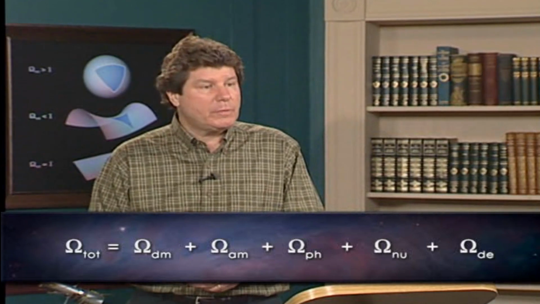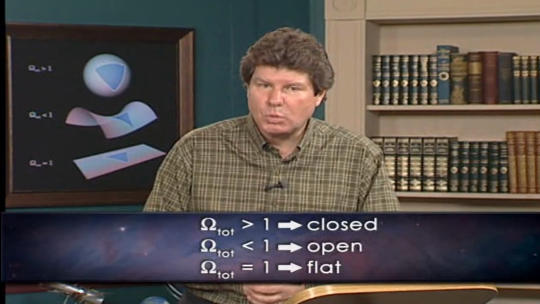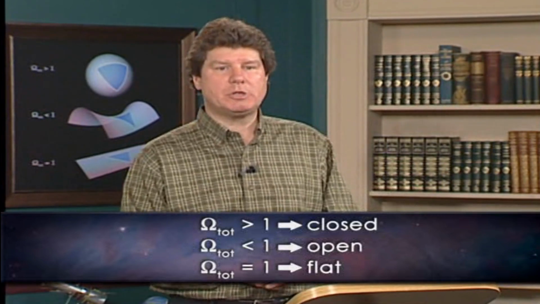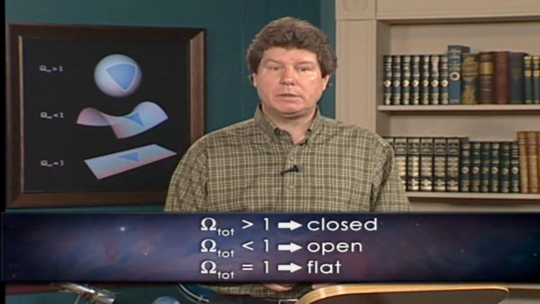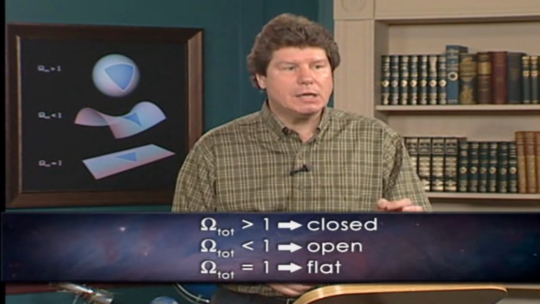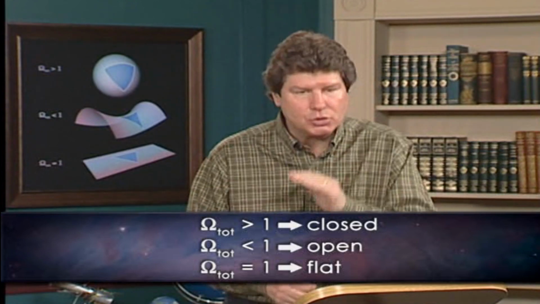So we now have the following simple rule. If omega total is greater than 1, the universe's geometry is closed. If omega total is less than 1, the geometry is open. And if omega total equals 1, the geometry is flat or Euclidean.